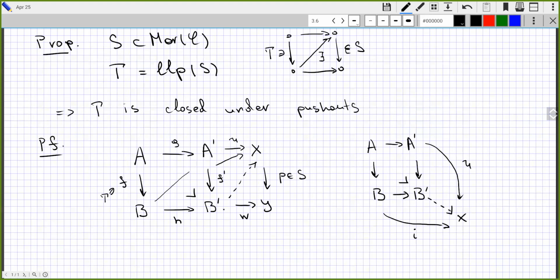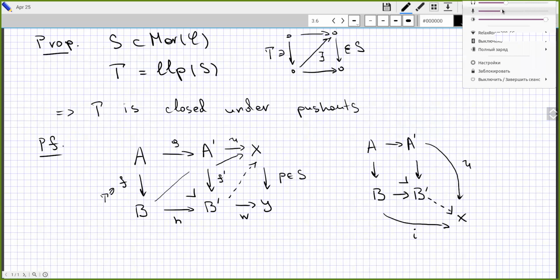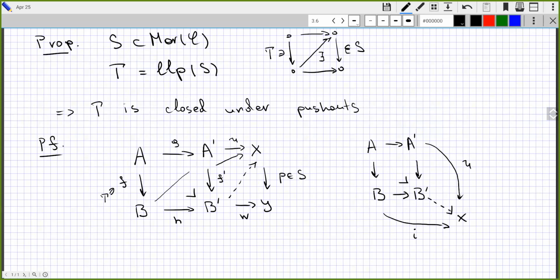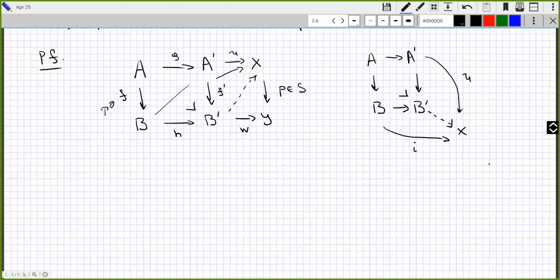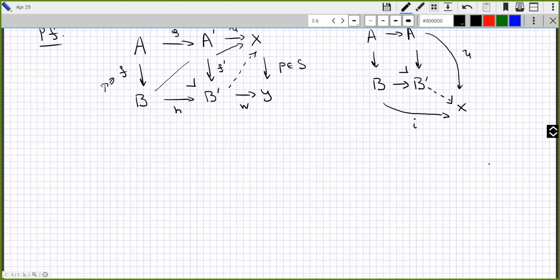Where is the problem with the sound again? Well, I don't know what's going on. Well, let's see.